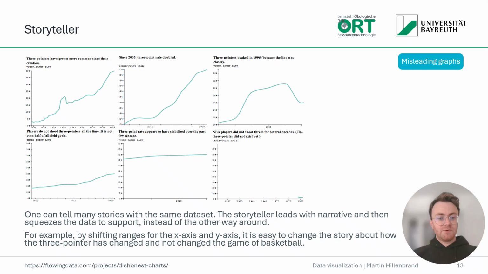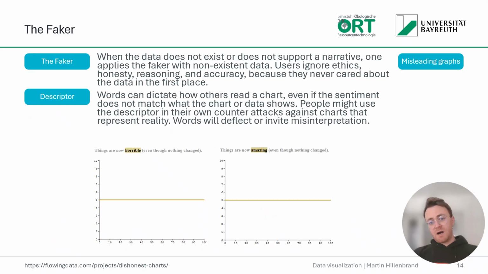In this example here, by shifting ranges of the x-axis and the y-axis, it's easy to change the story and what it is telling, because all of those graphs are quite different. There are also other types of misleading graphs, and other types of manipulating with data visualization.